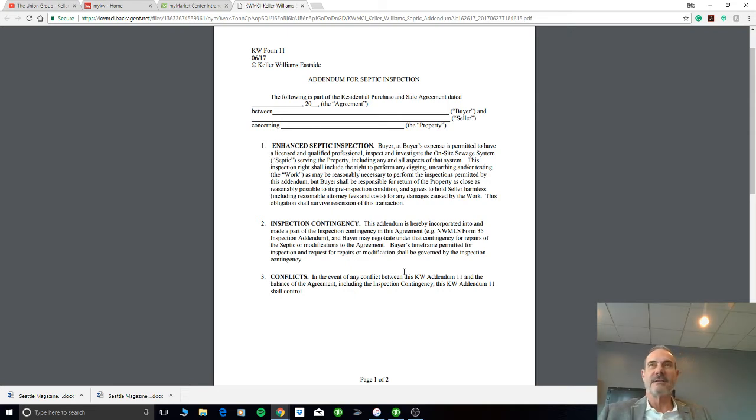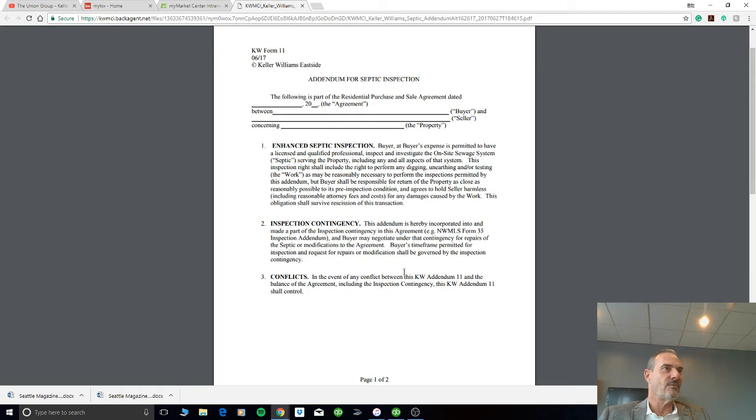Okay, first of all, these 9 forms, it's not just me who said we need these forms. There were other brokers involved with Keller Williams who said they need these forms. This isn't one that I brought up as being needed, but some brokers who deal more out in septic land wanted it.